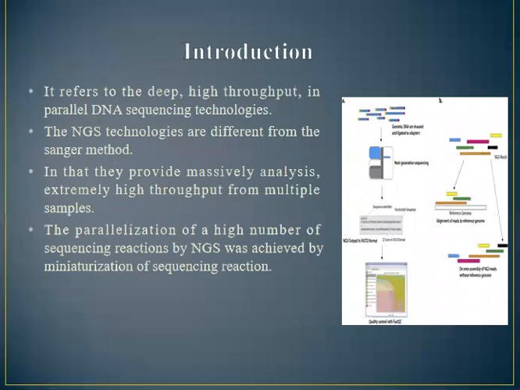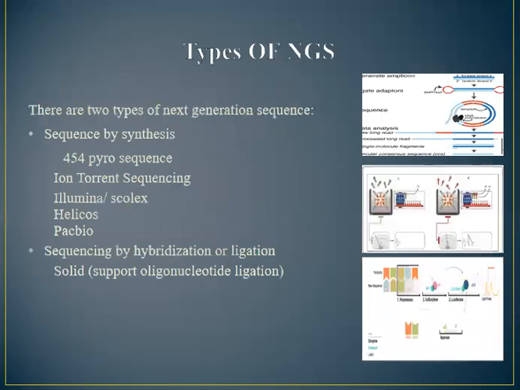Next generation sequencing refers to deep, high throughput, parallel DNA sequencing technologies. These technologies are different from the Sanger method. Millions to billions of DNA nucleotides can be sequenced in parallel, yielding substantially more throughput and minimizing the need for the fragment cloning methods that were used with Sanger. They provide massive analysis, with extremely high throughput from multiple samples. The parallelization of a high number of sequencing reactions was achieved by miniaturization of the sequencing reaction.